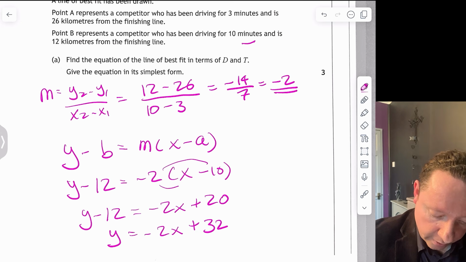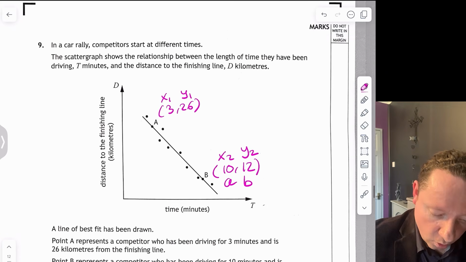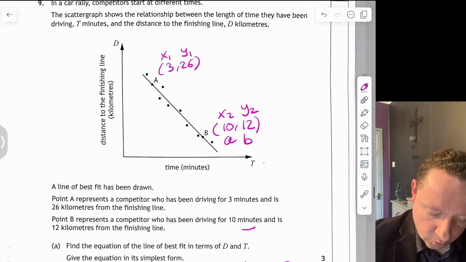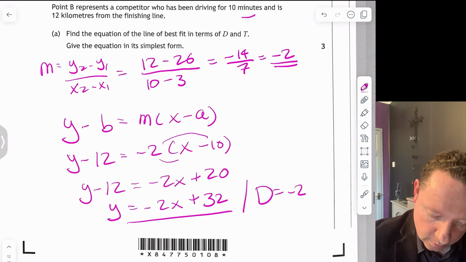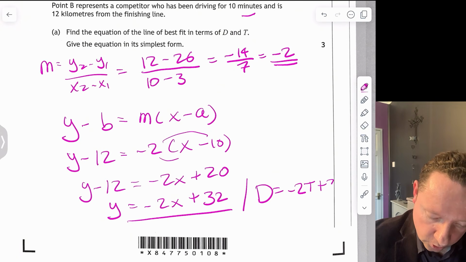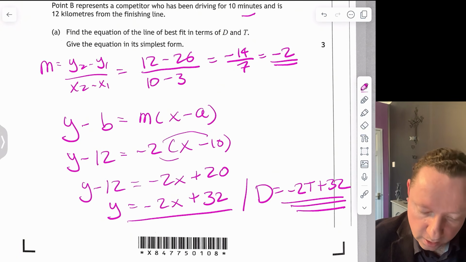And I've pretty much done there, except the axes are not x and y, they're D and t. So y becomes D equals minus 2. Is that a big T? Yeah, it is. T plus 32, and that's my final answer, and we're done there.